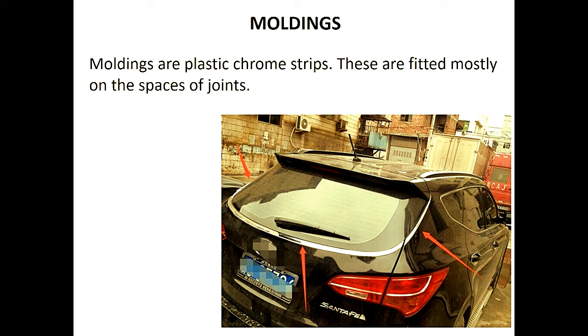The moldings. Moldings are plastic chrome strips. These are fitted mostly on the spaces of joints. The moldings are not only supposed to give a good finish, a good look to the car body or auto body, but at the same time they fill the gaps between the various panels. So various good looking moldings are available here in the picture.